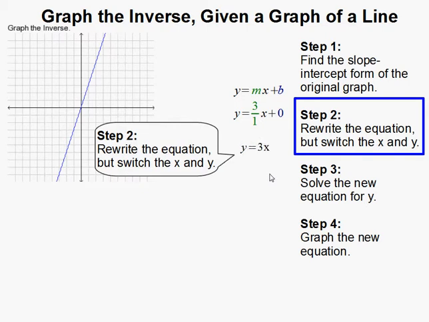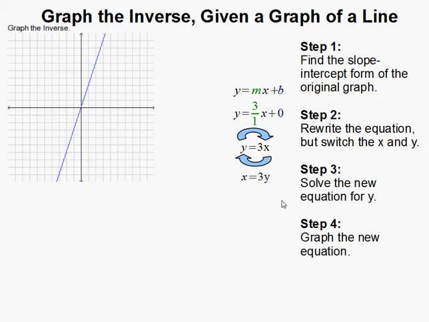I'm going to go ahead and simplify it a little bit, so it's y equals 3x. Getting rid of this because plus 0 is the same thing, and 3 over 1 is the same as 3. So here's a more simplified form. Now we need to rewrite the exact same equation, but switch the x and the y. So now we get this: x equals 3y. You see that? I just switched the letters. Everything else, exact same thing.